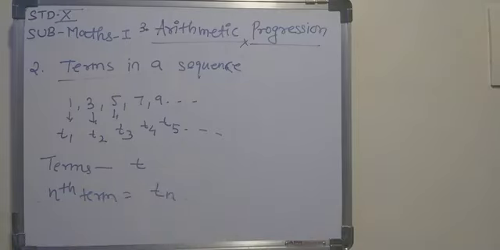And the sequence of terms is represented by Tn in curly brackets. So this shows that it's a sequence, right? So T1 means 1. T2 means 3. T3 means 5 and so on. Clear? So terms means each and every number of the sequence, and a term is represented by T.